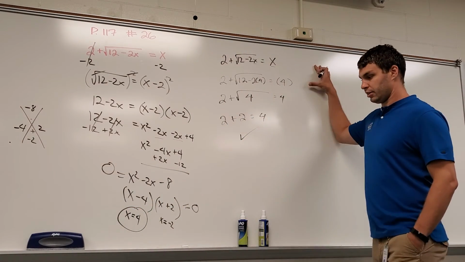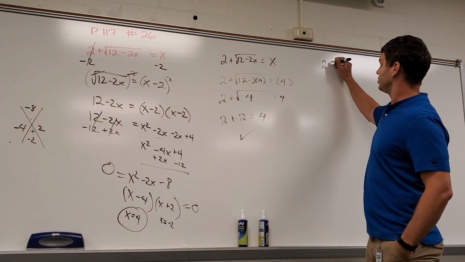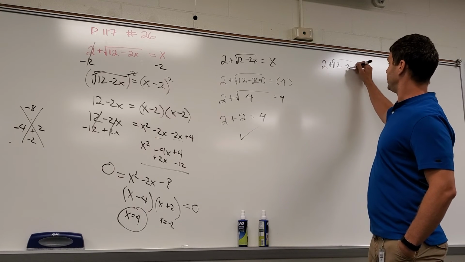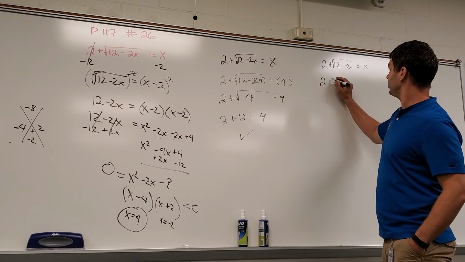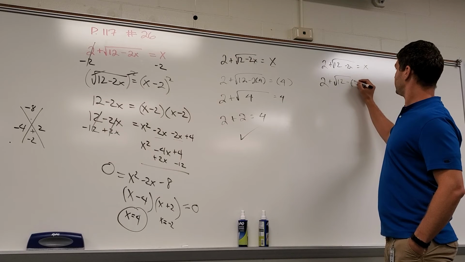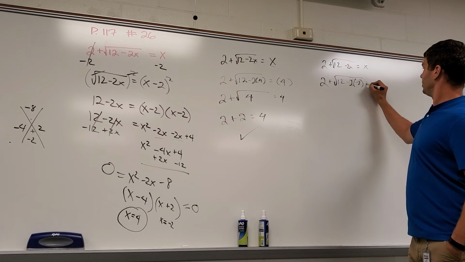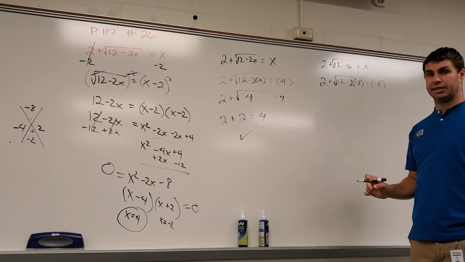Let's try the other case now where x equals negative 2. Again, back to the original problem: 2 plus the square root of 12 minus 2x equals x. We're plugging in a negative 2 here, and here. I like to put that in parentheses so you can tell where I'm plugging it in.